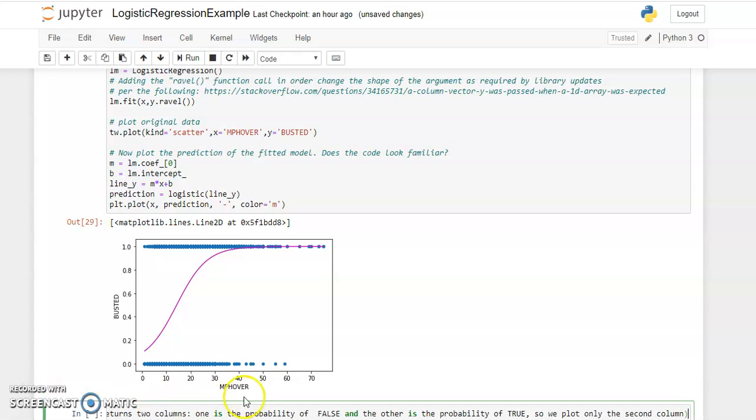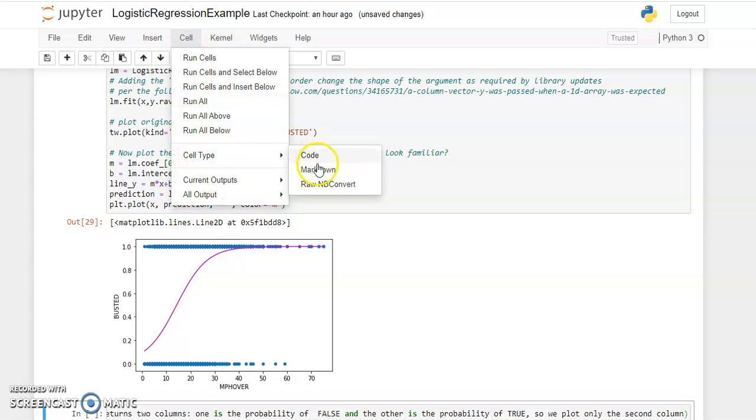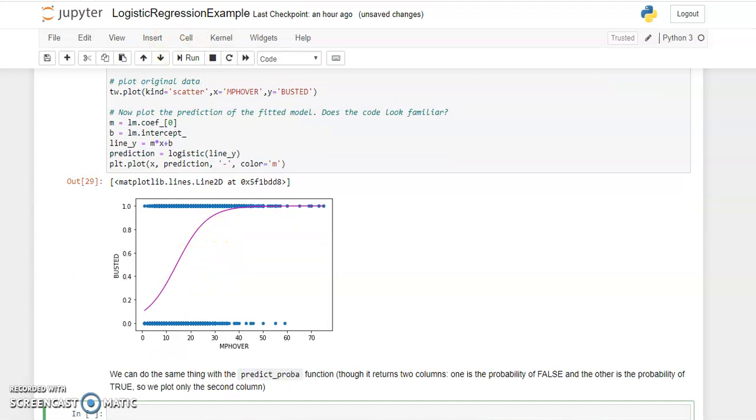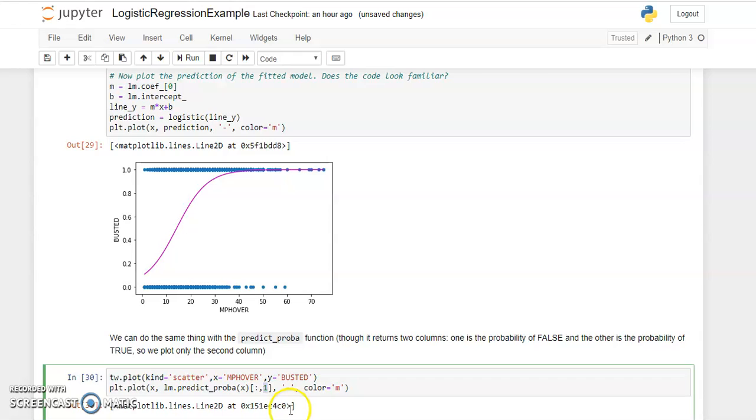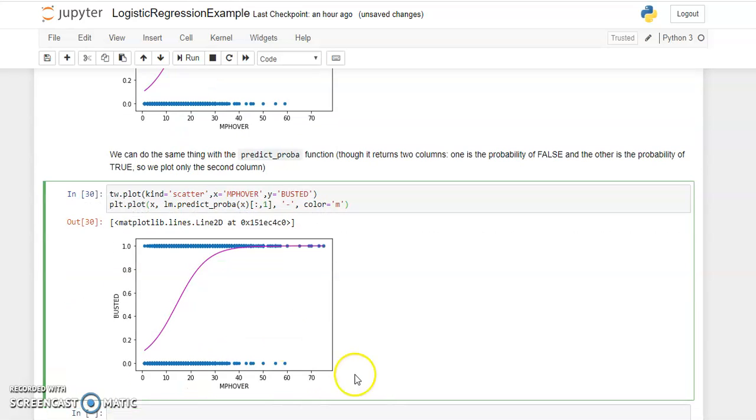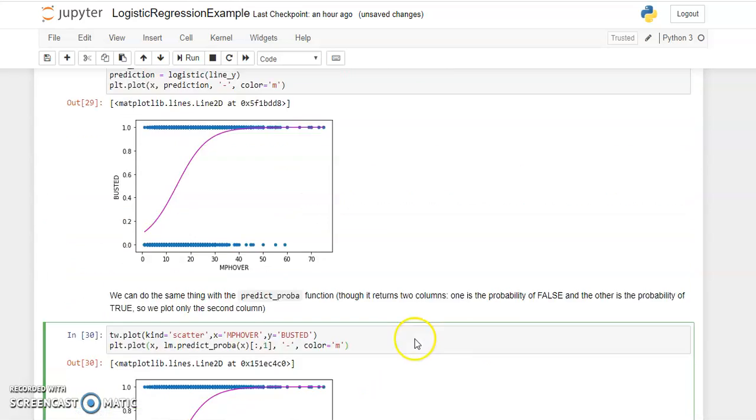We could do the same with predicting the probability as we did in the previous case, although we'd only want to look at the second column in this case. So we're going to do the same thing, and we're going to predict the probability of X for the second column, because the second column is where the probability of getting a ticket is true, right? So same thing.